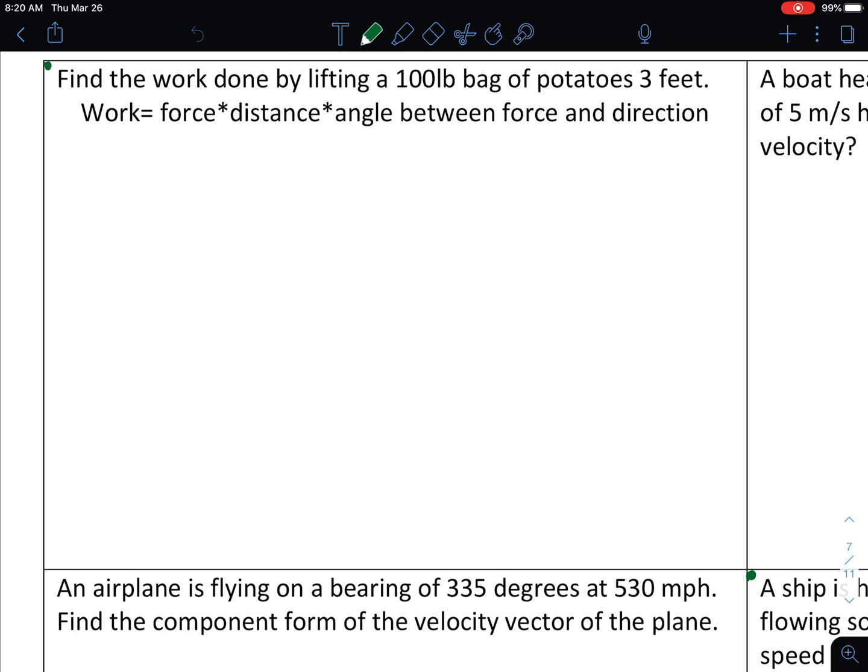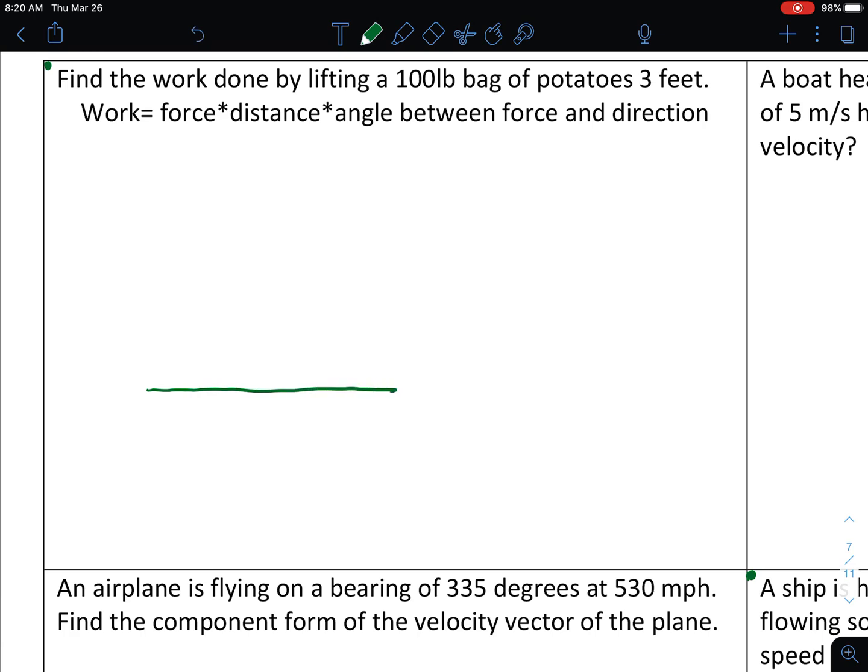Now, work, I wrote the equation for us. So work is equal to force times distance times the cosine of the angle between force and direction. And we're not going to convert our units. We're going to stick with the units that they gave us, which is in terms of the weight of the bag is 100 pounds, and we're moving 3 feet.